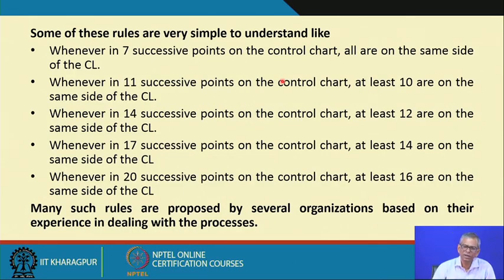Many companies, many researchers, they say why don't you follow these rules? So what are these rules? And these rules are very simple to understand. I'll just read them out. Whenever 7 successive points on a control chart, okay, there are different kinds of control charts. In a given situation, you just pick up one relevant control chart and you start using it. If you find in that control chart, all are on one side of the central line, so something has gone wrong. It's a systematic behavior.